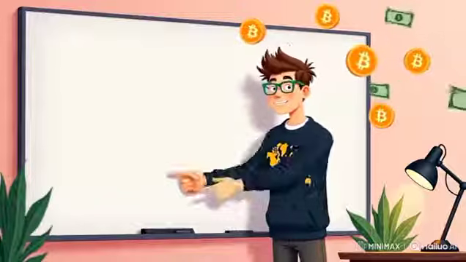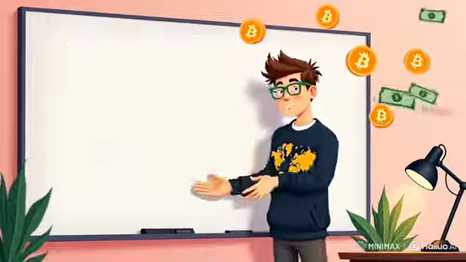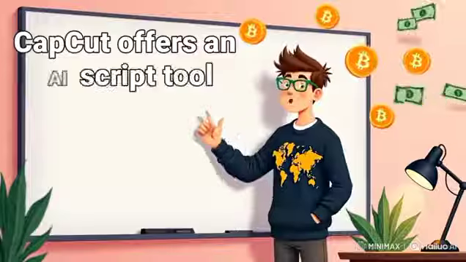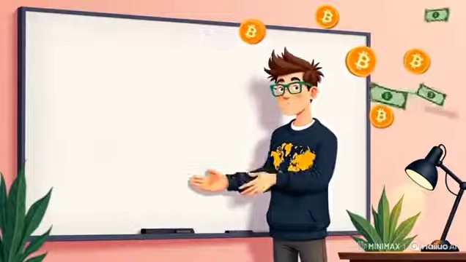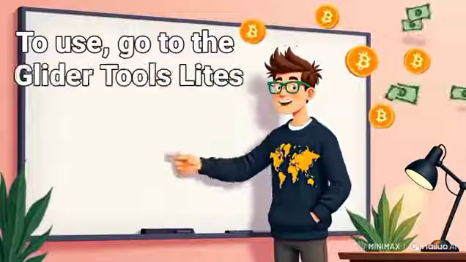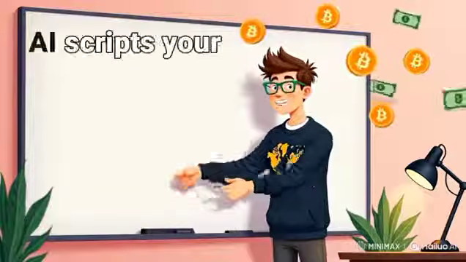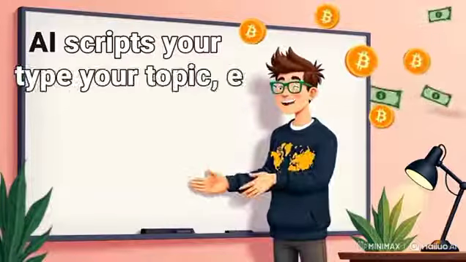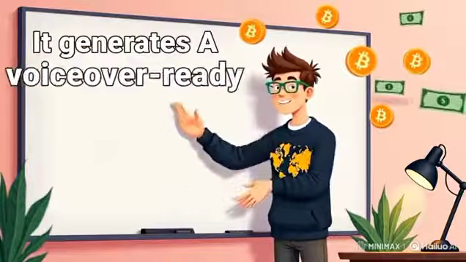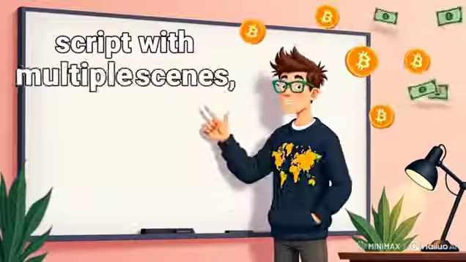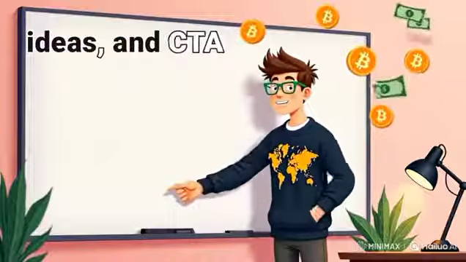Step 3. AI Script Generator. CapCut offers an AI script tool that writes your video script based on a title or niche. To use, go to the Tools tab, AI. Type your topic, e.g., tips to go viral on TikTok. It generates a voiceover-ready script with multiple scenes, ideas, and CTA lines.